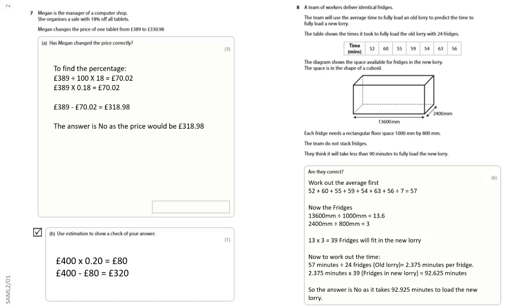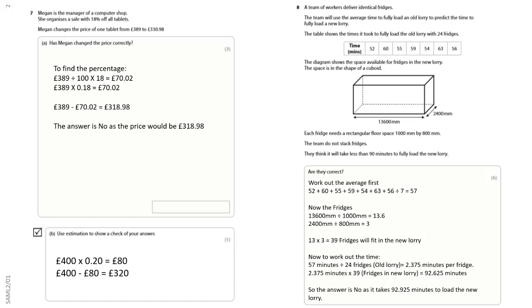Now you need to work out the time. And again, classical functional skills question, more about solving a problem than necessarily what you sometimes think of as maths. So we know it took 57 minutes with 24 fridges to load the old lorry. So that works out at 2.375 minutes per fridge. We can do just straight times here. We don't need division on the calculator, it's fine. So that tells us how long it took to load a fridge onto the lorry.